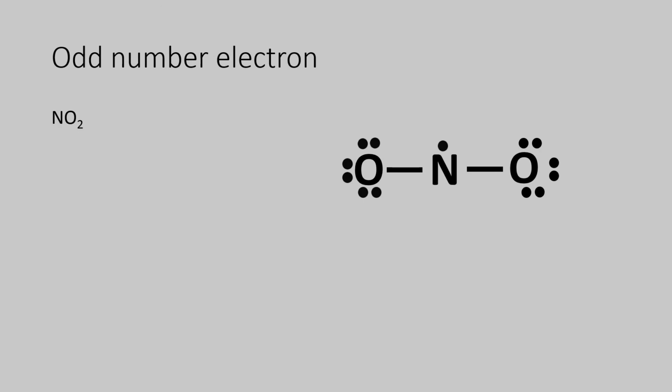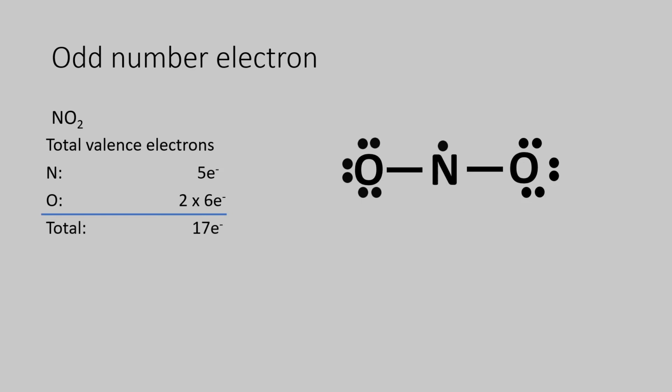For example, nitrogen oxide. So the total valence electron dia, nitrogen ada 5 kan, dia 15. Oksigen ada 6, darab 2, kita dapat 17. One thing untuk spot odd number electron, the total electron valence itself dah odd. Nampak tak? 17. Selalunya sebelum ni awak kira semua dapat 16, 18, semua tu.